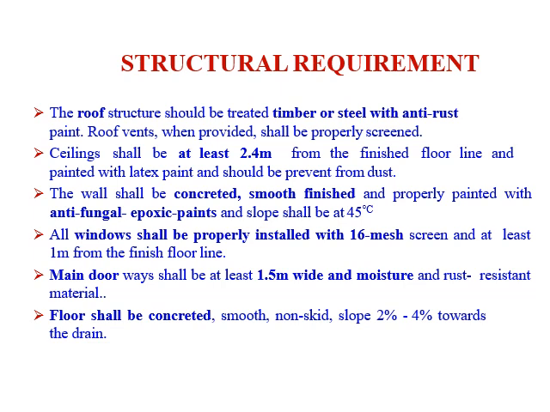And the window shall be properly installed with 15 mesh. That is a number. There is a number, 16. The mesh level. So we have to screen at least 1 meter from the finishing floor line.